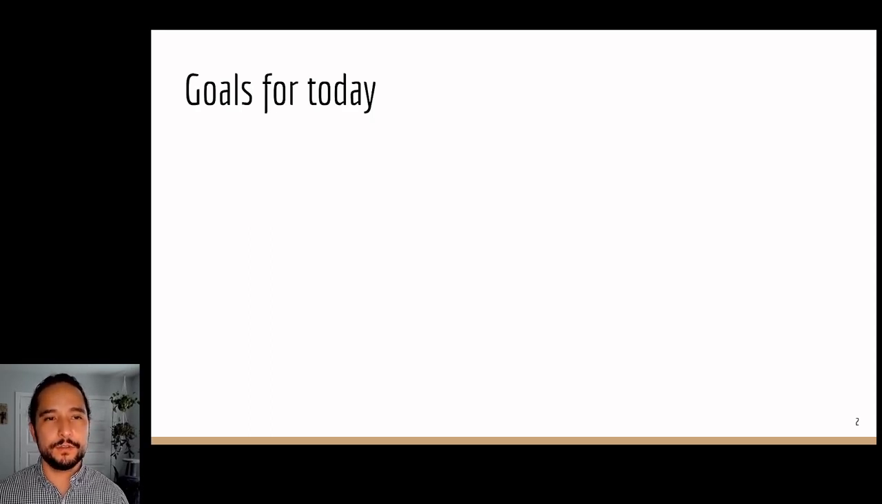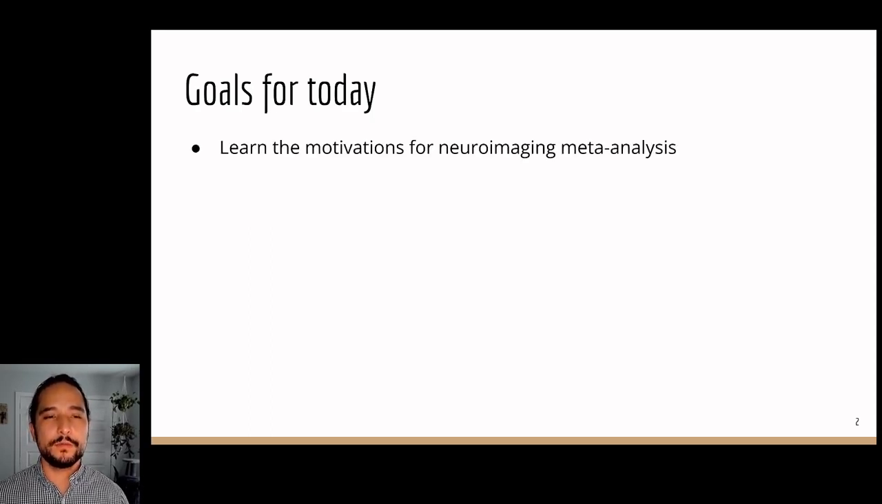So let's look at the goals for today. First and foremost, we want you to learn the motivations for neuroimaging meta-analysis. So why are meta-analyses important? Why do we need to do them in the first place?